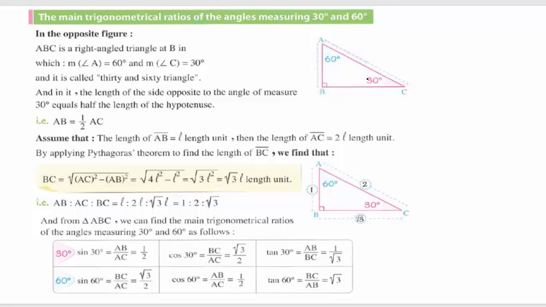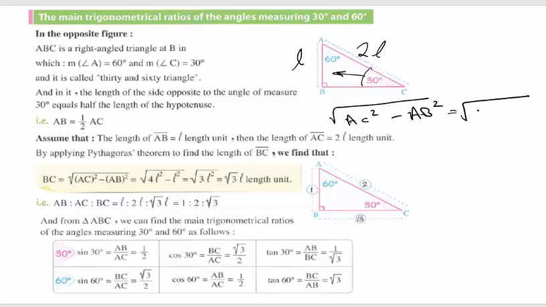So if I say that this is the angle whose measure is 30 degrees, AB is its opposite side. So if I say that AB is L, therefore AC will be twice its length, because the hypotenuse is double the length of the opposite side to the 30-degree angle. So how can we find BC? To find BC, you will take the square root of AC squared minus AB squared, which will be the square root of (2L) to the power 2, which is 4L squared, minus L squared, which is root 3 L.